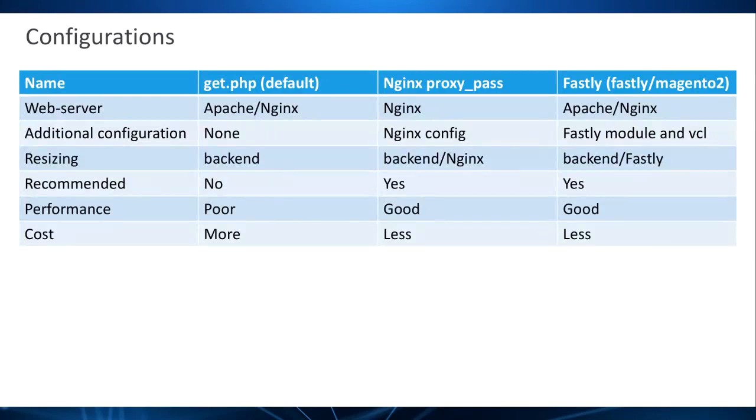The get PHP is still the default one. You don't need to perform anything additional. This is a backward compatibility item, and it will work out of the box. For Nginx, you'll have to install an additional module for Nginx itself. And for Fastly, since Fastly works with resizing out of the box, you just need to enable the configuration in your Magento system configuration.